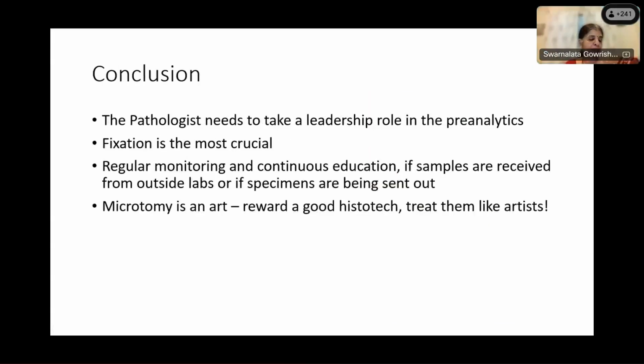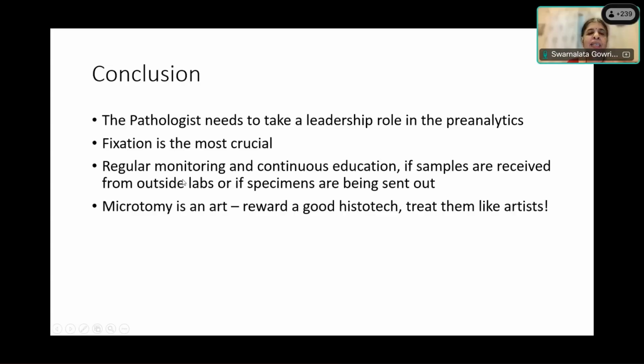So this is what I have to say. I'm sorry if I went through it fast, but this is my last slide, after which we will go on to some questions. We cannot sit back and say that the technicians will do their job. We need to take a leadership role in especially all the pre-analytics of the laboratory, of which, in my opinion, as I have told you, fixation is the most crucial.